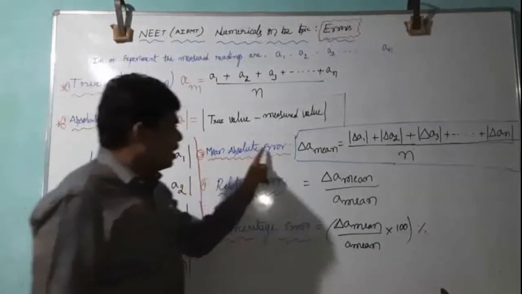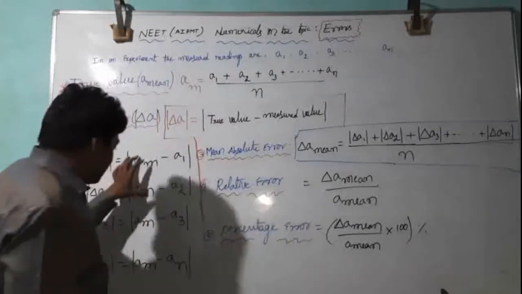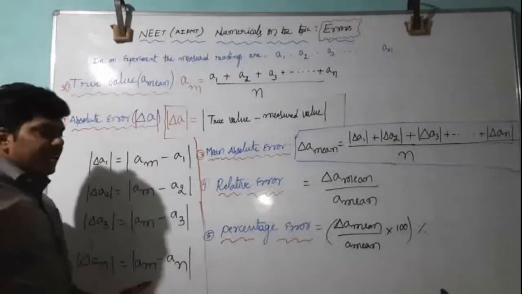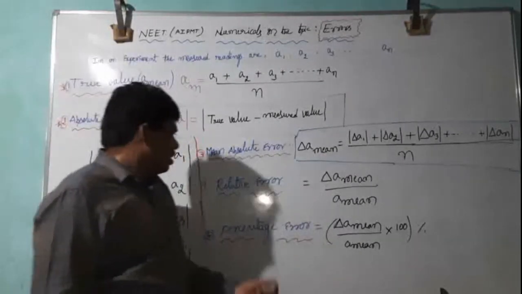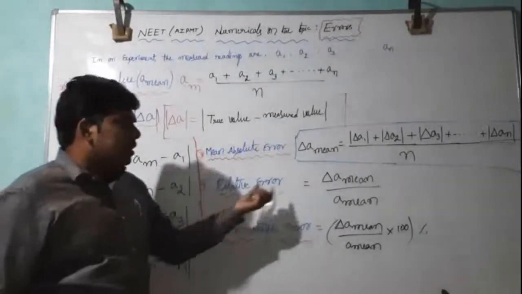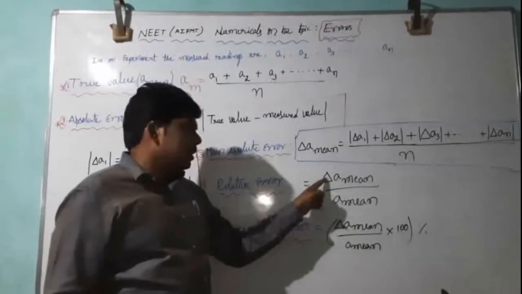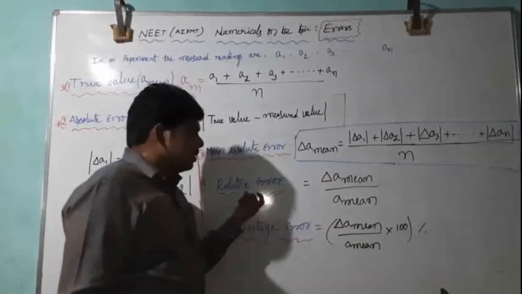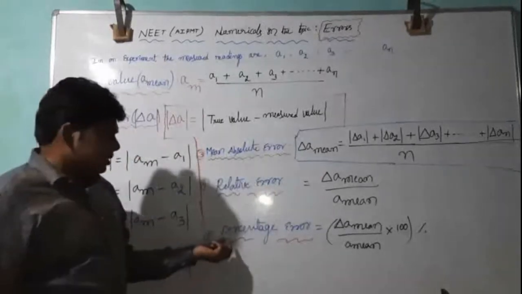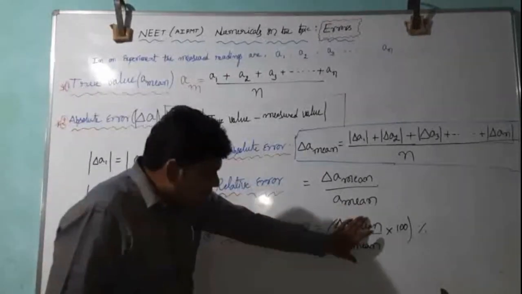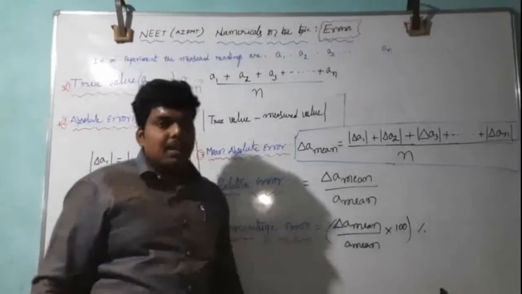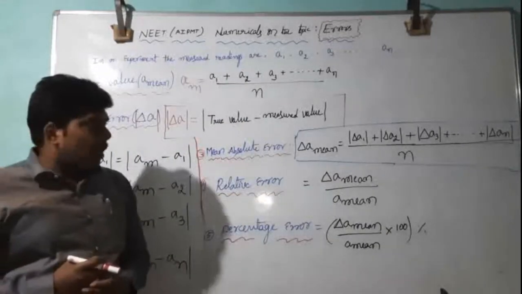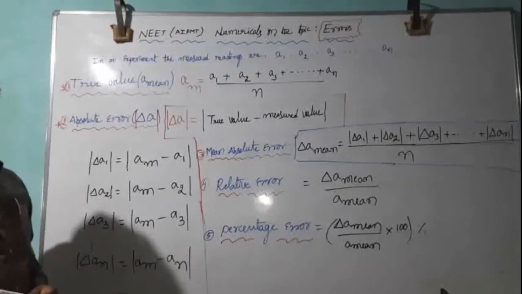Next, go for the mean absolute error. After finding all the absolute errors, find the average of all of them. That is the mean absolute error. Later, the relative error: take the ratio of the mean absolute error to the mean value, and you will get the relative error. Next, the percentage error: the relative error multiplied by 100 and expressed as a percentage is the percentage error. Now, after completion of this, next we will go for the other topic.